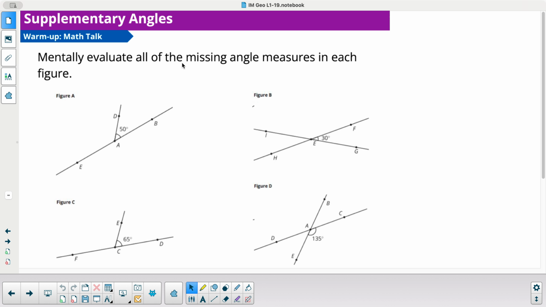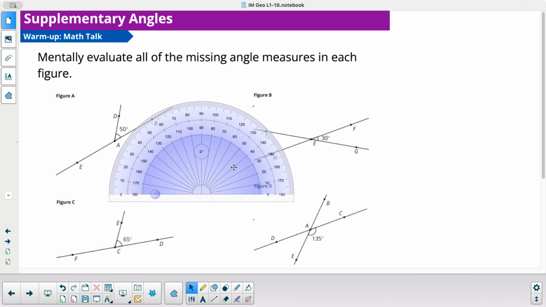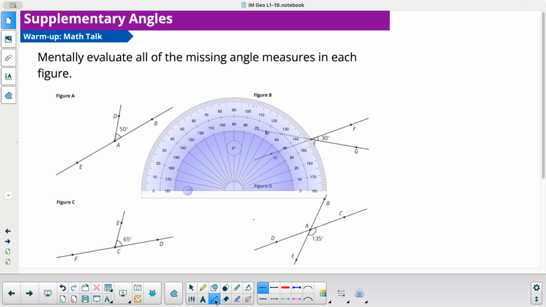All right, so mentally evaluate all the missing angle measures in each figure. You should know that a straight line is 180 degrees. If you don't know that, I'm going to put a protractor up here, and I'm going to look from 0 to 180. This is a straight line. It's exactly 180.